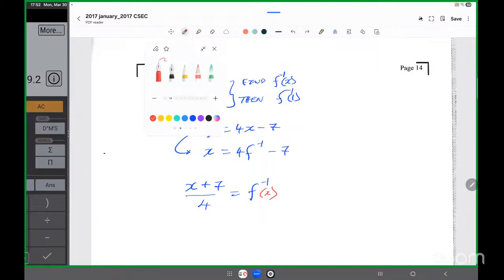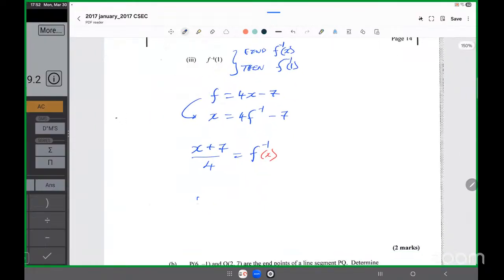So therefore, f to the minus 1 of 1 means they're going to put 1 inside here. So now, it's going to become 1 plus 7 over 4. 1 plus 7 is 8. That's 8 over 4 is 2. So the answer is 2.